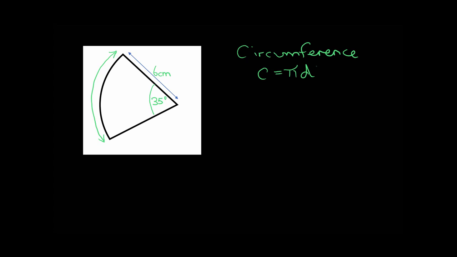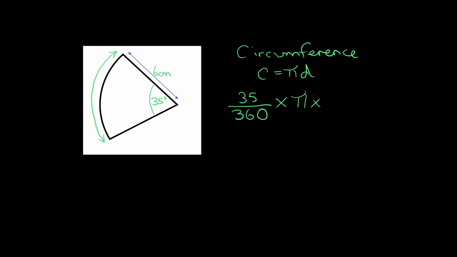So if it was a full circle, the angle would be 360 degrees, but we've only got an angle of 35 degrees. So 35 over 360 is going to give us the fraction of the circle that we need. And so we just need that fraction of the circumference of the whole circle. The word of in maths means times, so we're going to take that fraction times pi times the diameter.